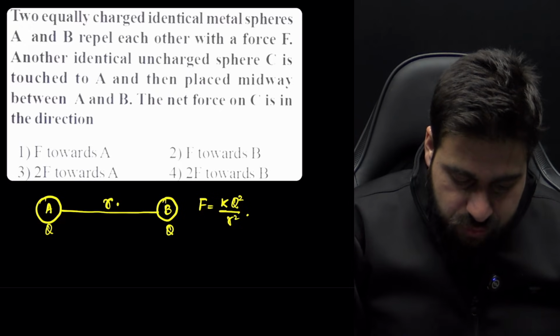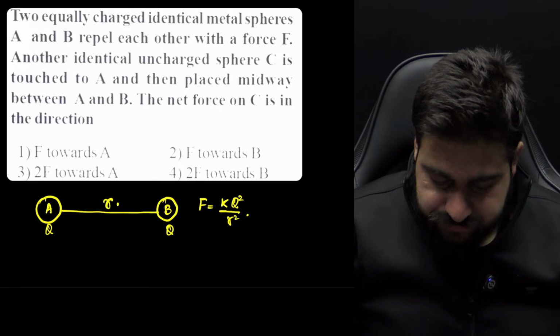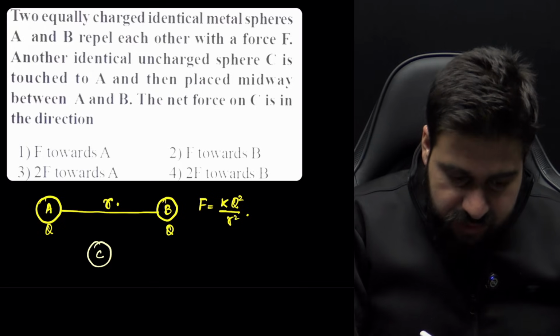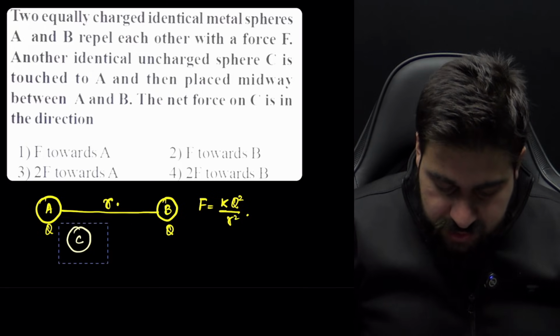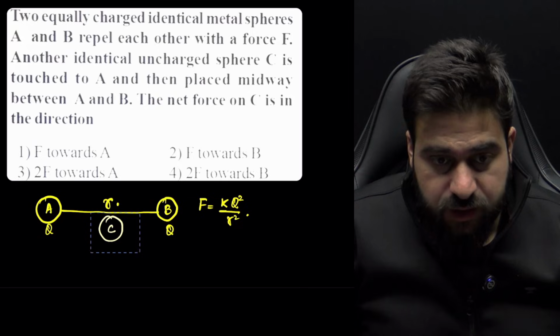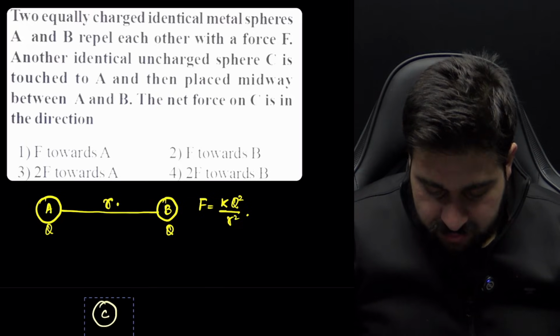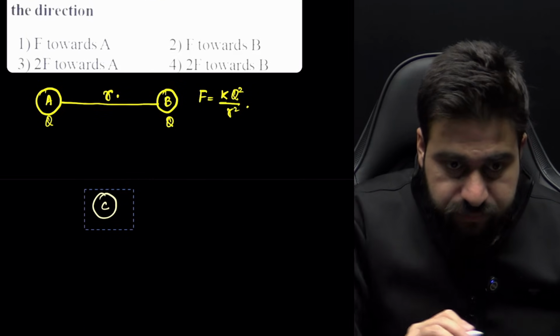Another sphere, let's suppose, this is C. This is uncharged. You are touching this with A, and then you are placing it over here midway. Then I'll make the new diagram somewhere around over here.